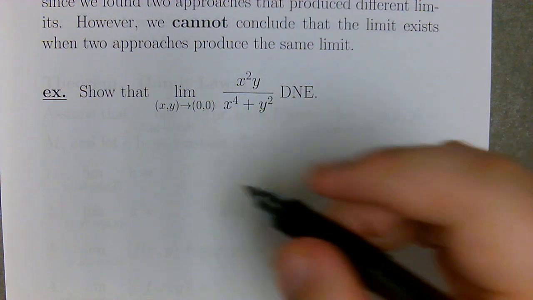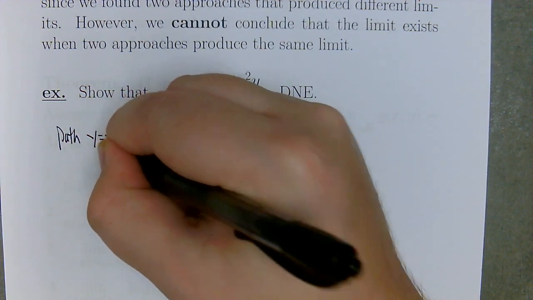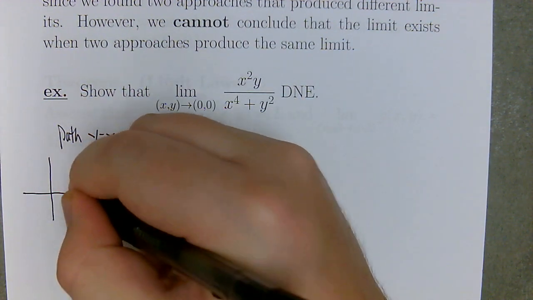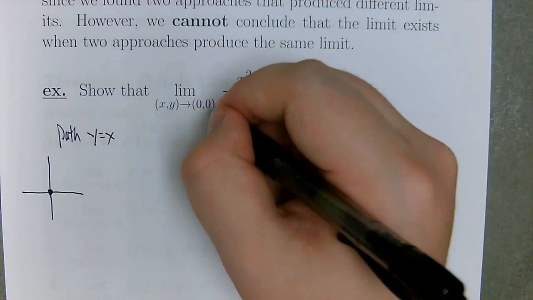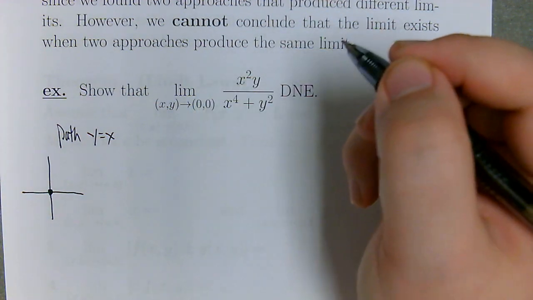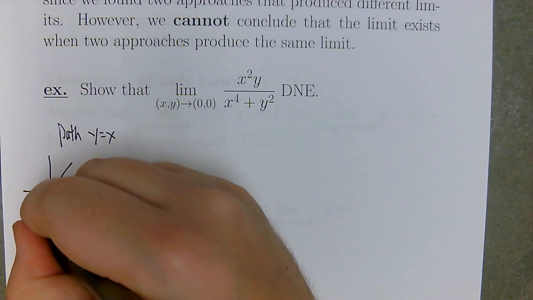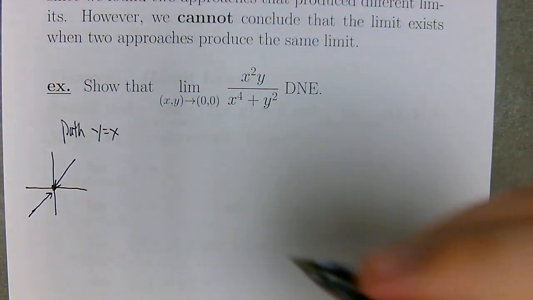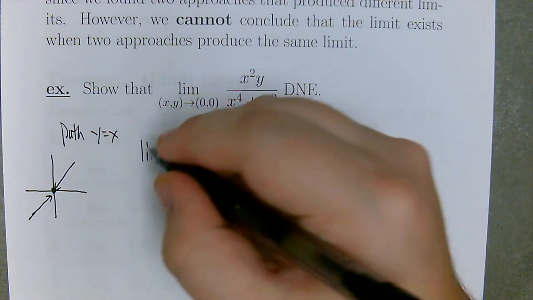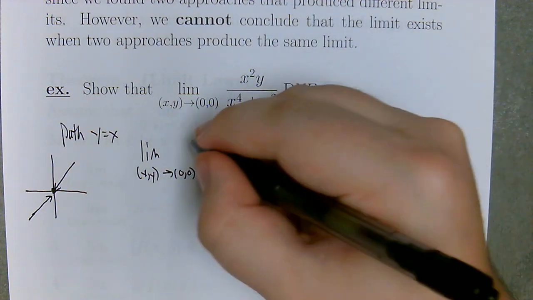So what I'm going to do is start by picking the path y equals x. So what does this mean? Well, if I have my origin right here, remember this is still going to the origin, we're trying to plug that number in. Y equals x would mean I'm coming along either this way or this way. I'm coming in diagonally. So let's see what would happen in that case. So I have the limit as x and y approaches 0, 0.